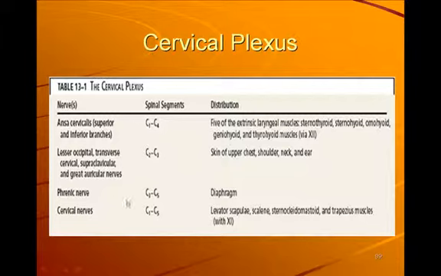Table 13.1 in your textbook identifies each of the nerves and the spinal segments which are responsible for making up those nerves. Again, the one from the cervical plexus that's important, and I would expect you to know, is the phrenic nerve. Remember that C3, 4, and 5 keep the diaphragm alive. So C3, C4, C5 are the spinal segments forming the phrenic nerve that innervate the diaphragm. That's important to know.